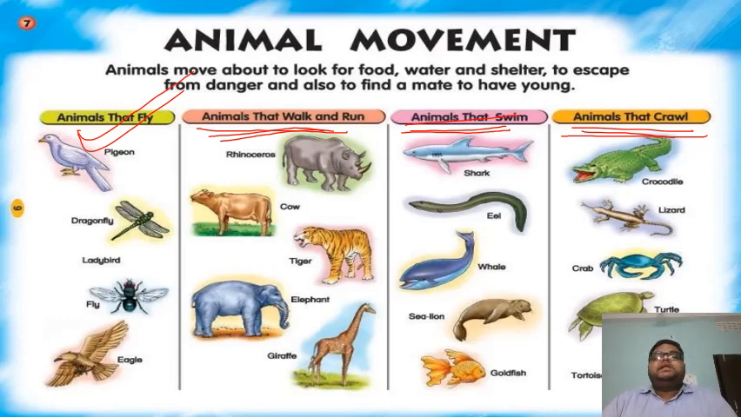So the first question arises: why do animals need to show motion? The answer can vary. Animals have to find their own food and their own shelter. For that, they have to migrate, they have to go from one place to another. For that, they require motion, right?